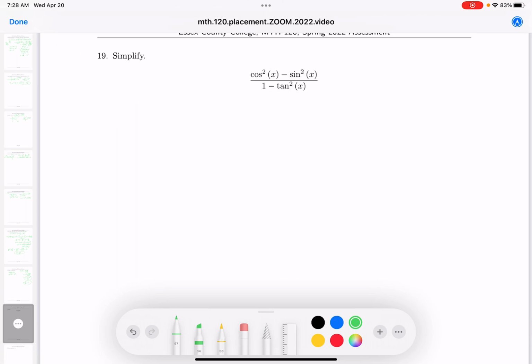And number 19 is simplify. And the problem with simplification is, can you do it? And looking at this one over here, let me write this one down for you. I like to write things in terms of sines and cosines. Maybe I went too far with that, didn't I? So cosine squared, that's already cosine, right? So I'm not going to worry about that too much. Minus sine squared. And this is going to be 1 minus, the tangent is going to be sine squared over cosine squared.